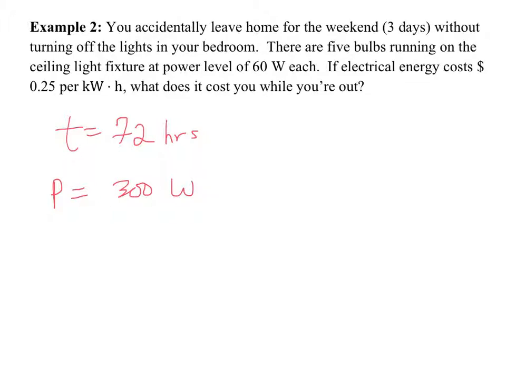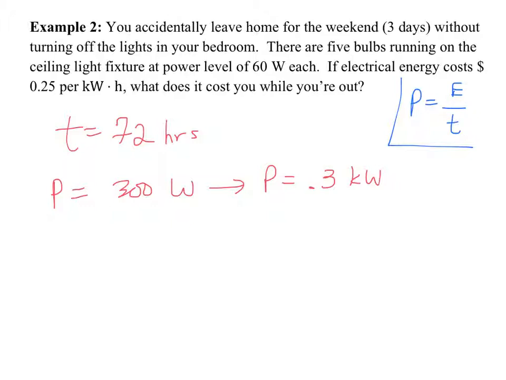The power consumption rate is given in kilowatt hours, right? So this needs to be in kilowatts. Okay, so 72 hours, the fixture running at 0.3 kilowatts of power. Now, I cannot calculate the cost unless I have the energy consumption. This is not energy consumption. So that's where that other formula comes into play that I kept mentioning.